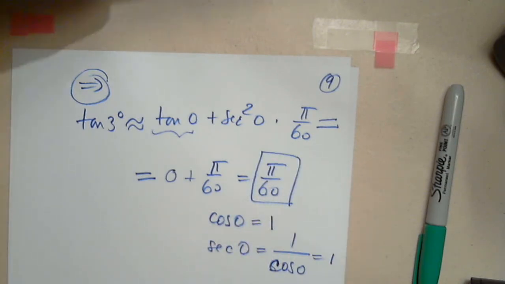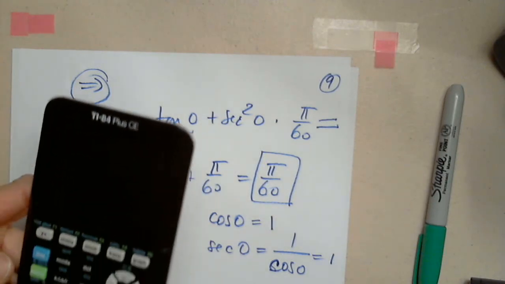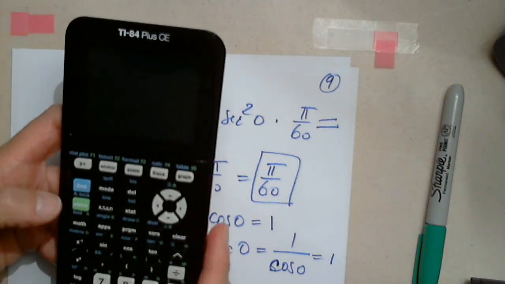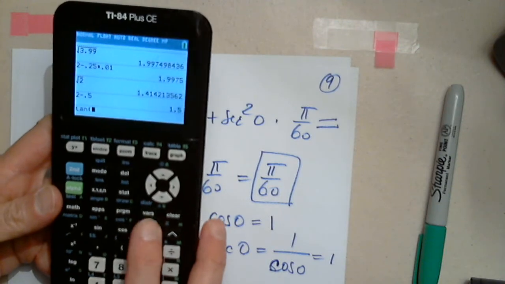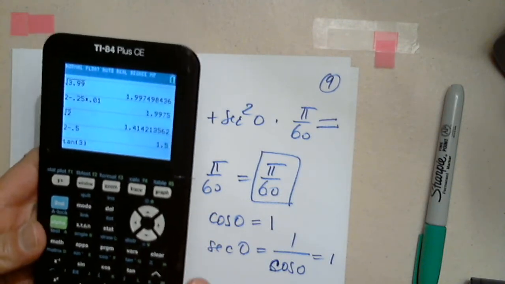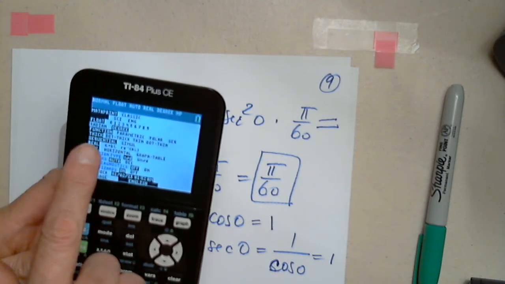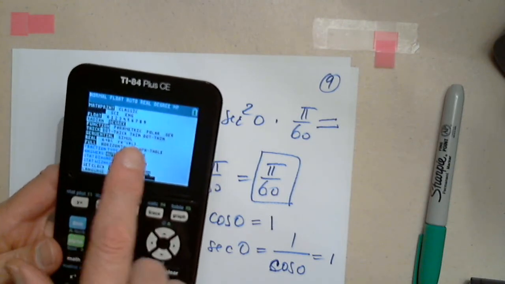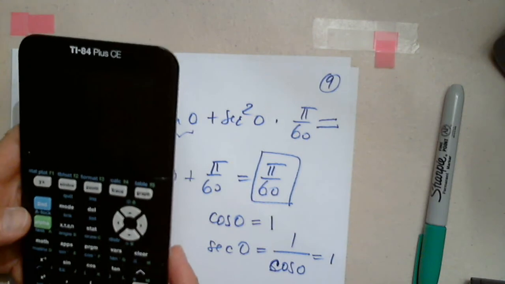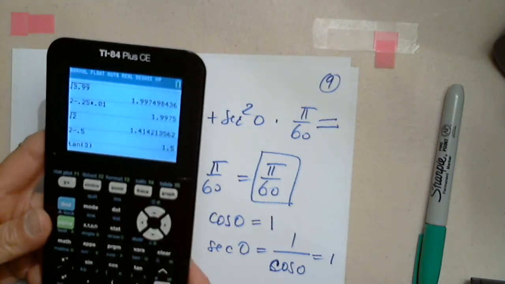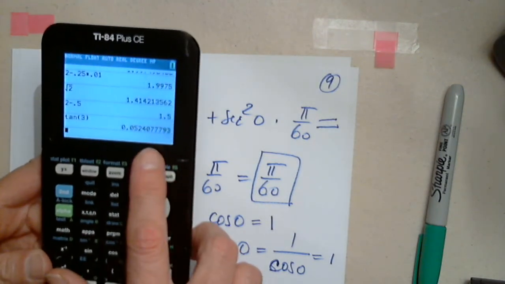Of course, I want to double check my work. And I go to tangent. I put 3, close the parenthesis, but I have to check. If it's not in degree mode, I should not touch it. It is in degree mode. So, oops, I didn't mean to turn it off. So this is the answer.